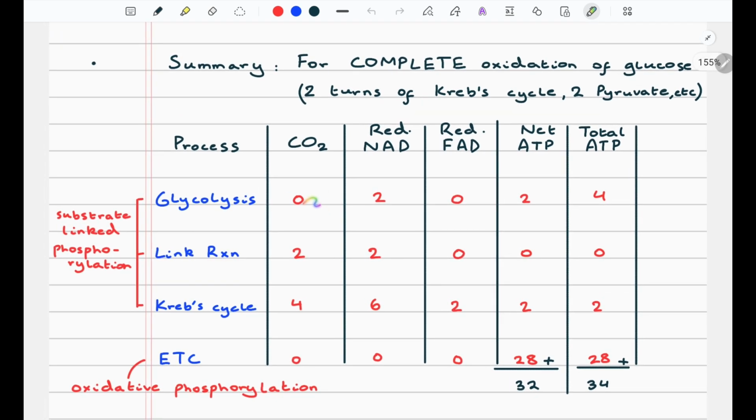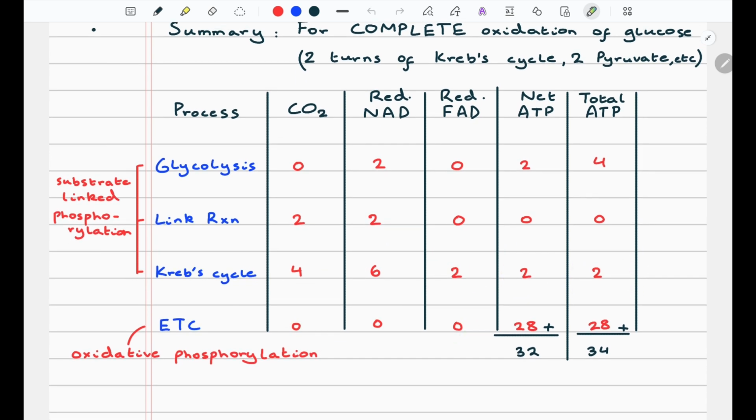So in glycolysis we can see 0 carbon dioxide formed, 2 reduced NAD formed, 0 reduced FAD, net ATP 2 and total ATP 4. If you may remember, in the glycolysis reaction, 2 ATP were used up for forming fructose 1,6-bisphosphate. Hence net ATP is 2, but the total ATP formed is 4. In link reaction, 2 molecules of carbon dioxide, 2 reduced NAD, 0 reduced FAD, 0 ATP. And in Krebs cycle we have 4 carbon dioxide, 6 reduced NAD, 2 reduced FAD, 2 net ATP and 2 total ATP. ETC has 0 of everything apart from ATP.